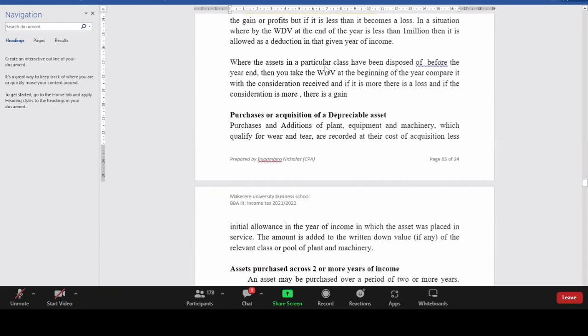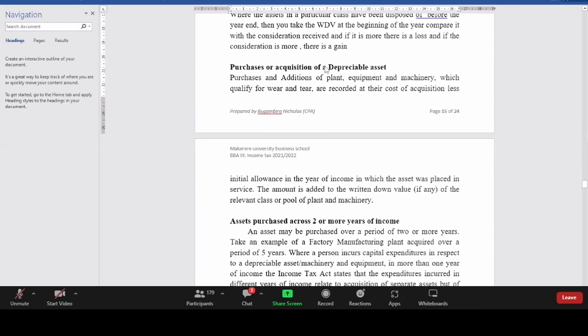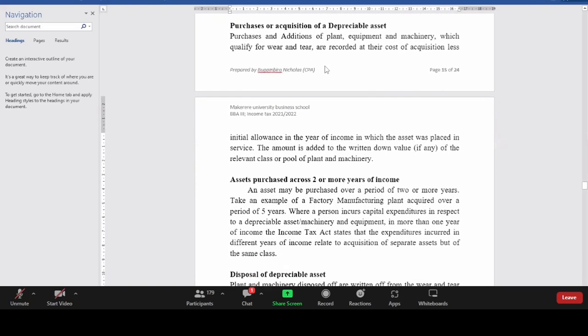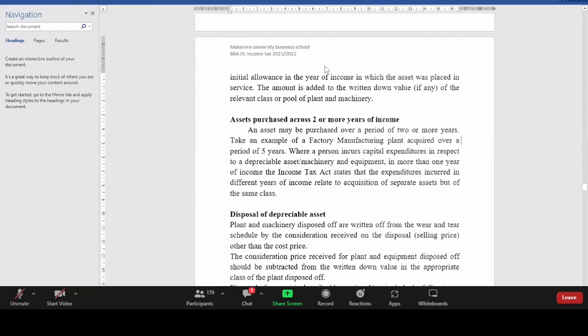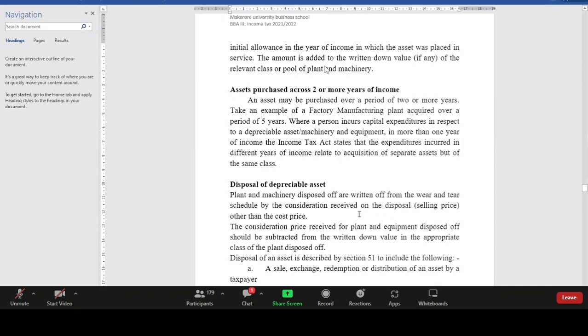Purchase and additions of plant and equipment, machinery, which qualify for wear and tear, are recorded at their cost of acquisition less initial allowance in the year of income in which the asset was placed in service. The amount is added to the written down value, if any, of the relevant class or pool of plant and machinery. This is what I was talking about. If you purchase an asset, it may be purchased over a period of 2 years or more years.